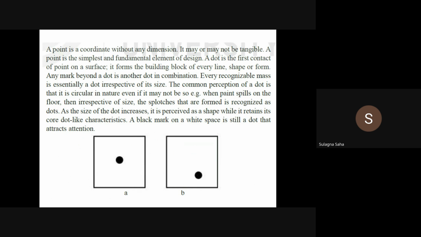a coordinate without a dimension. It can be tangible, it might not be tangible. We can see it with our bare eyes, or we might not. It's just there. When you combine a bunch of dots together, it can be visible, but in reality, it might not be. It will essentially be the building block. Anything when we mark anything beyond that dot, it becomes a combination.